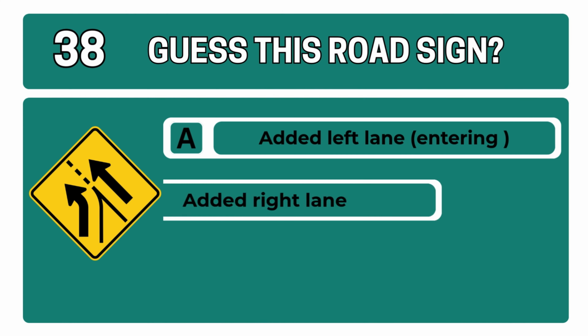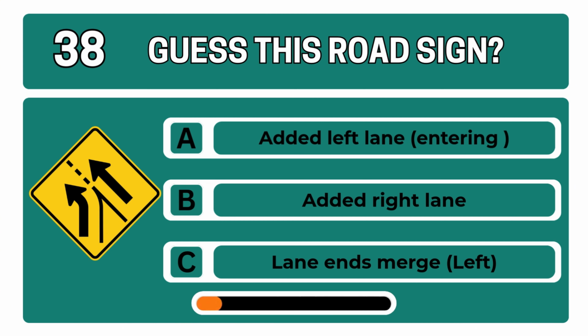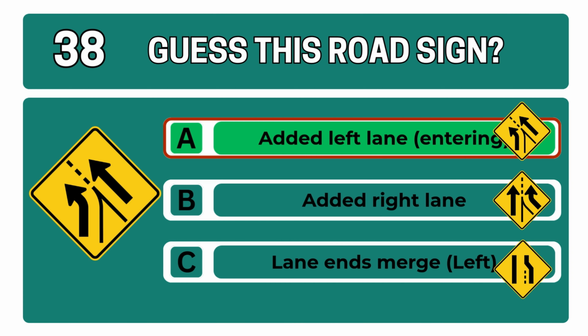Question 38. Guess this road sign. A. Added left lane, entering. B. Added right lane. C. Lane ends merge, left. The answer is A. Added left lane, entering.